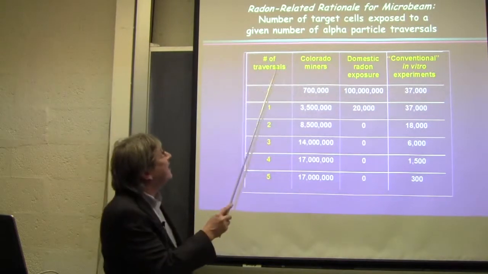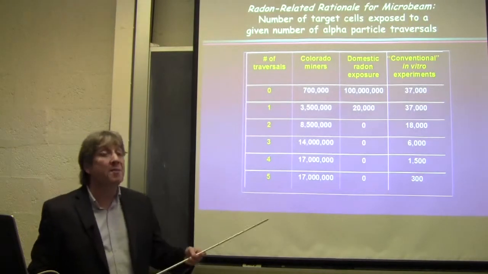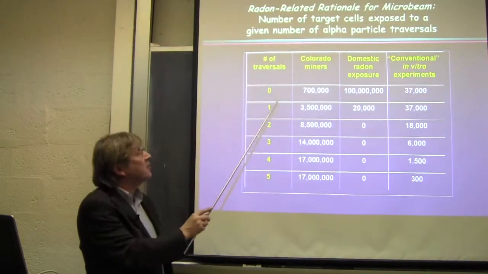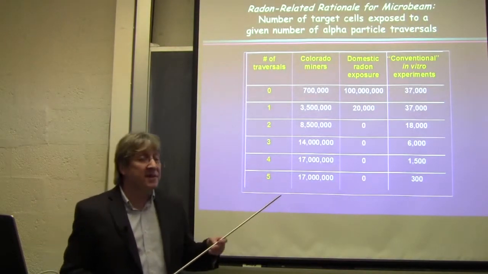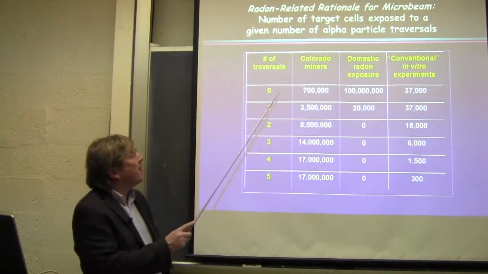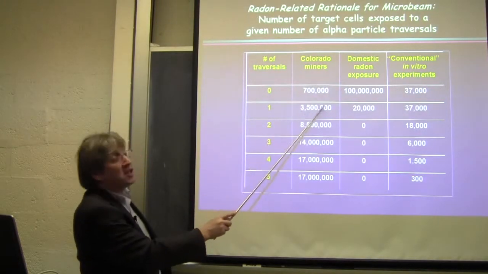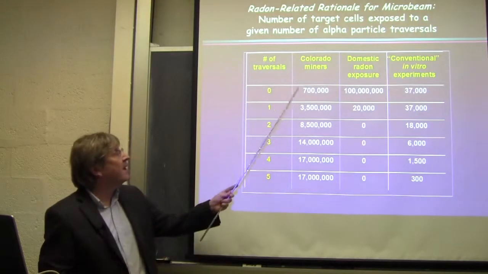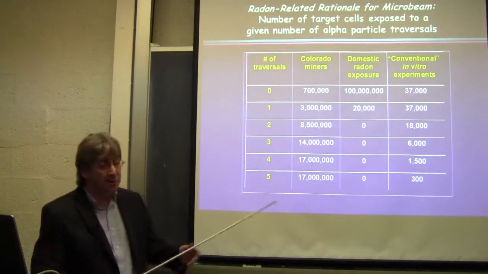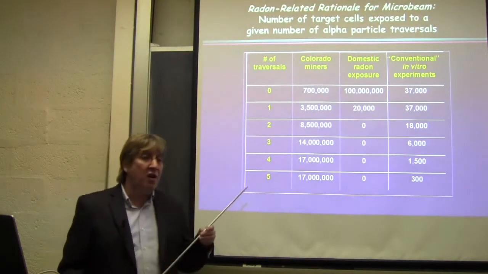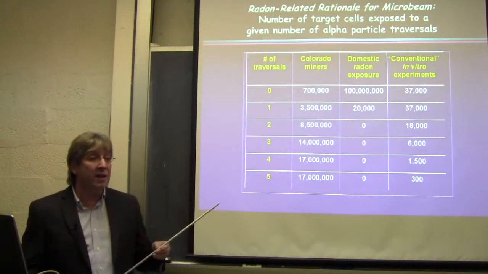So what's plotted here is for different populations, and we'll start with miners, Colorado uranium miners. We're going to look at the number of traversals of target cells. In the case of miners, it would be the basal cells in the lung. So how many cells get no traversals? Well, this is actually in a year of a typical Colorado miner. This number. How many get one? How many get two? How many get three? How many get multiple traversals? So you see the story with the Colorado miners is that most of the target cells in the bronchial epithelium get multiple traversals.